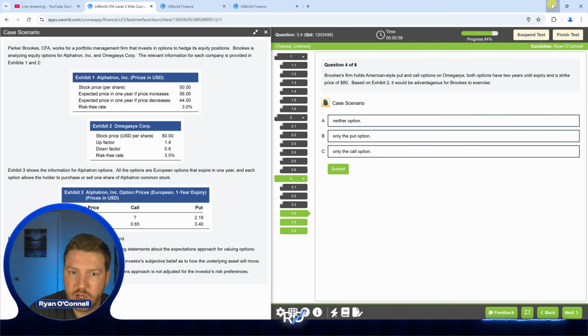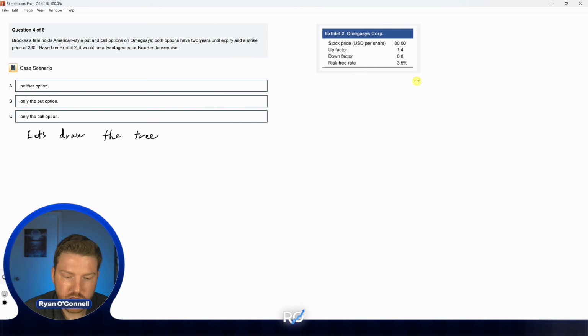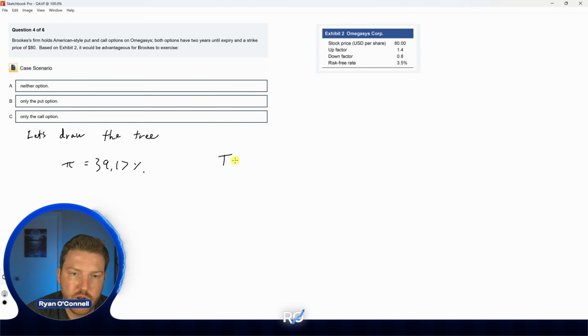And now this is where we might actually draw out a tree to solve this, where we'd figure out the probability of the up move. We already did that for this one. We know the probability of the up move is 39.17%. And then now we can draw our tree again to see if it would have at any point been advantageous to early exercise. If we draw out our tree one more time, we don't actually have to go 2 steps. We only have to go 1 step because we want to see if we would exercise it at either point. So right now it's 80.